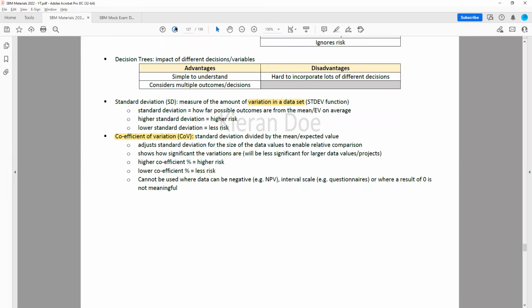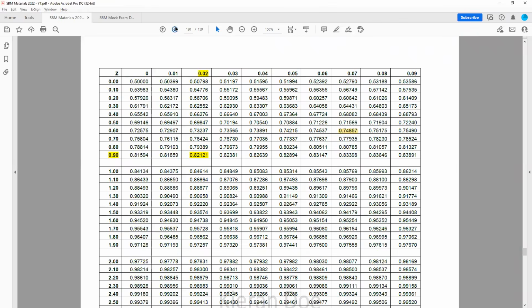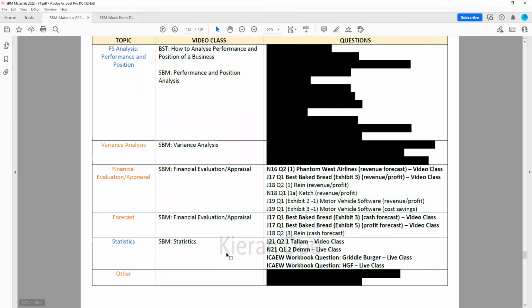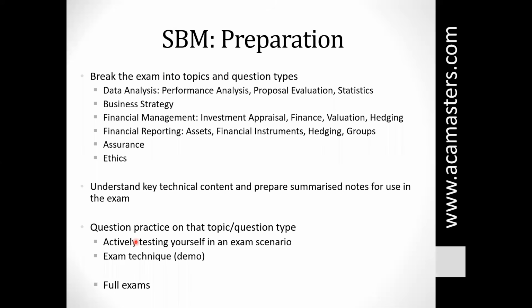So then you should go away and practice several questions, one after the other. So after this statistics class, you could then go away and practice these questions, because these questions all examine statistics. In terms of the financial appraisal part, you can go away and practice these questions. So after going through statistics and after this class, you should practice these questions so that you can see how it comes up in the exam. You can work on your exam technique.